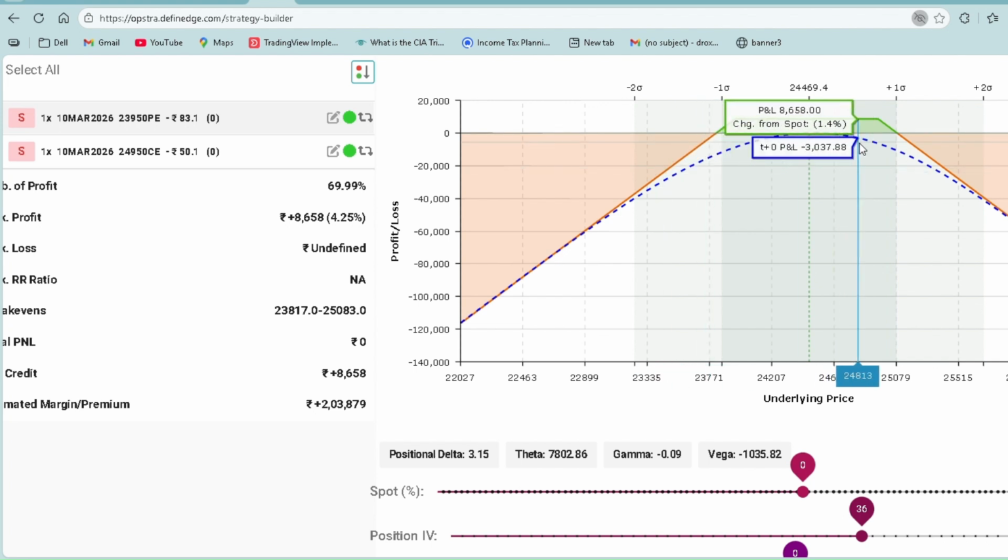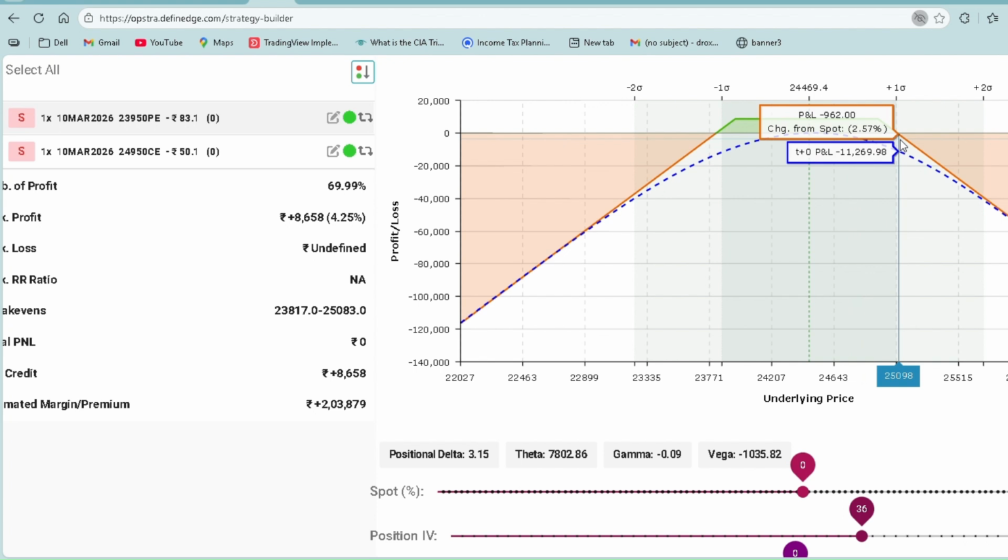The upper side goes the same. When it crosses 24,950, a trader's profit will start decreasing, but when it crosses this zone, that is 25,083, the profit will diminish and the trader will start incurring losses. So this is the idea. If the market moves strongly downward, the put option loss can increase. So if the market makes a big move, losses can become large and unlimited.